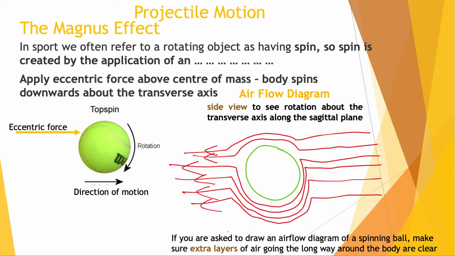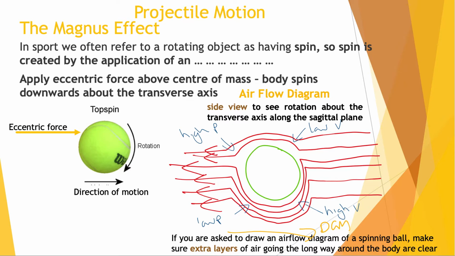I don't want to forget my direction of motion. Direction of motion is going to be opposite to the airflow lines. I'm now going to make sure that I annotate this. So I've got high velocity, low pressure. I've got low velocity, high pressure. Remember, in the exam you would actually write these words out. I'm just trying to save a little bit of time on the video.